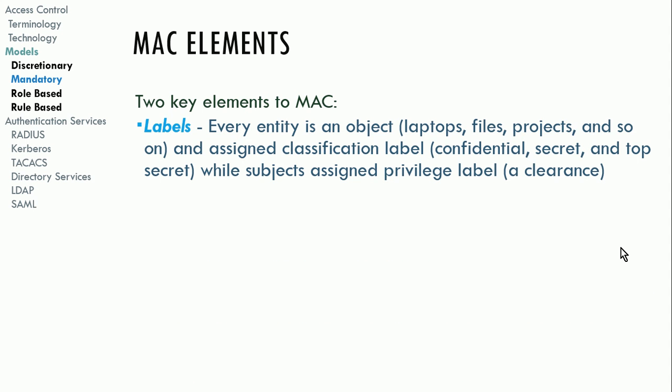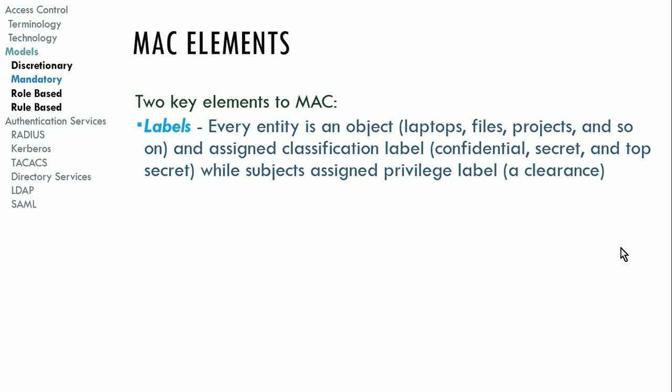So the two key elements are labels. Every entity is an object, whether it's a laptop, a file, and so on and so forth, and is assigned a classification label like confidential, secret, and top secret. You've probably heard of those terms before, usually in reference to when they say something is classified, they mean it's classified into one of those, either confidential, secret, or top secret, for example. If something's not classified, that means it's just public.